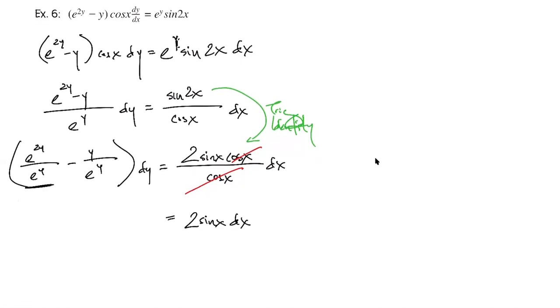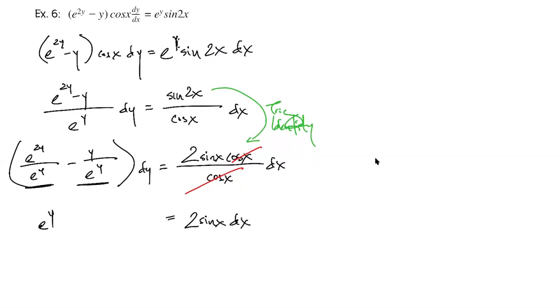What does this first term reduce to? E to the y? E to the y, brilliant. How'd you get that? It's just minus the exponent. Yeah, exactly. 2y minus y gives you 1y. Okay, now e to the y, I know how to take the integral of that. We're going to be good.